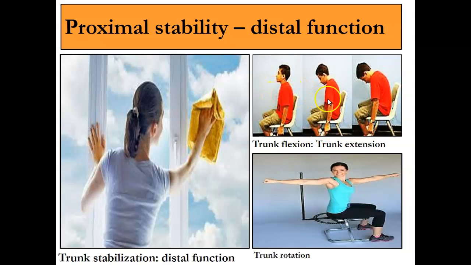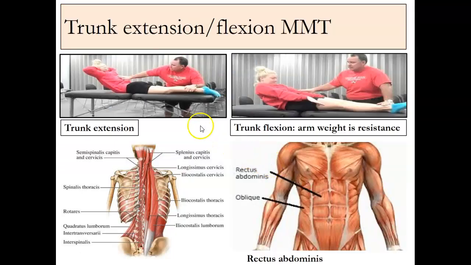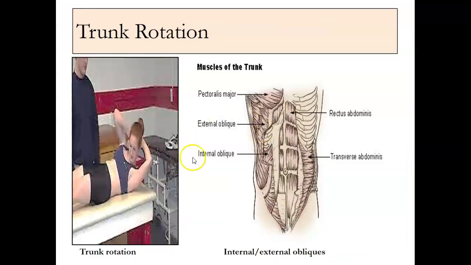Here are some of the terms around the trunk. There's trunk flexion, she's in a flexed posture. Trunk rotation, she's rotating her trunk. Some basics of manual muscle testing. We won't be testing you on this, but just FYI: trunk extension, all those spinal extensors. Trunk flexion, this is how you measure it. The rectus abdominis and the obliques play a huge role in trunk flexion. She's coming up. Trunk rotation, you have those internal and external obliques that help you rotate your trunk.